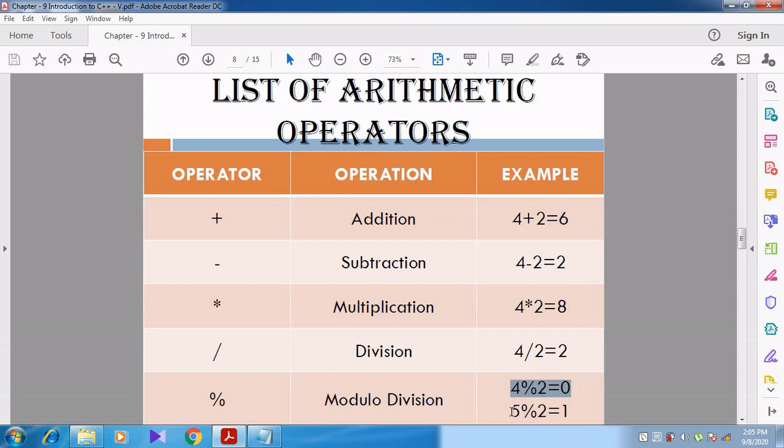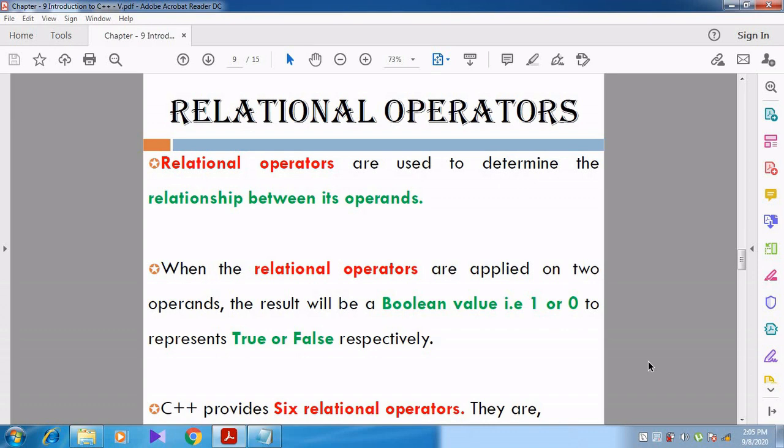But when you divide 5 percentage 2, 2 2s are 4. Then what is the remainder? The remainder is 1. So we can find the remainder using modulo division. Can you understand, students, arithmetic operators? Right. Now we are going to see about the relational operators.